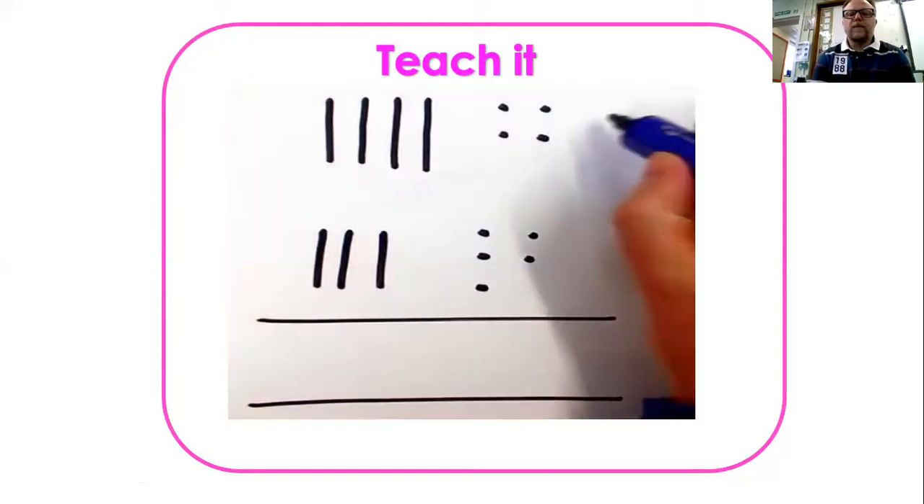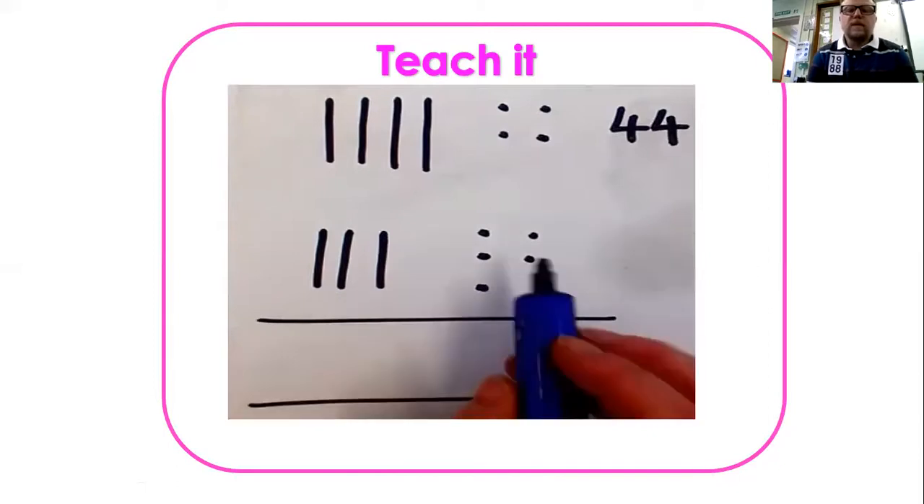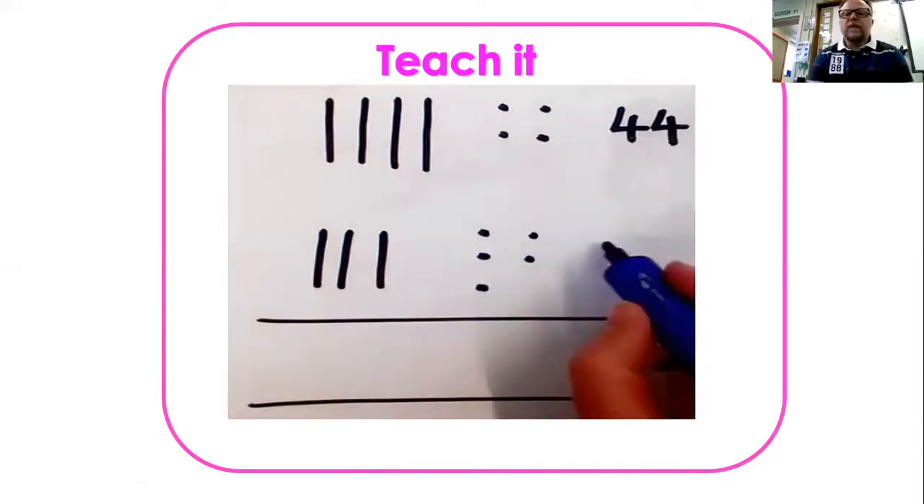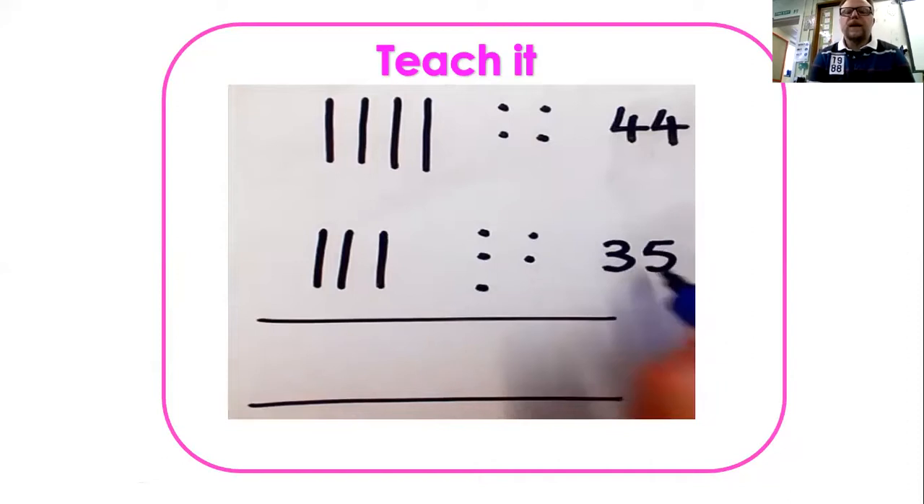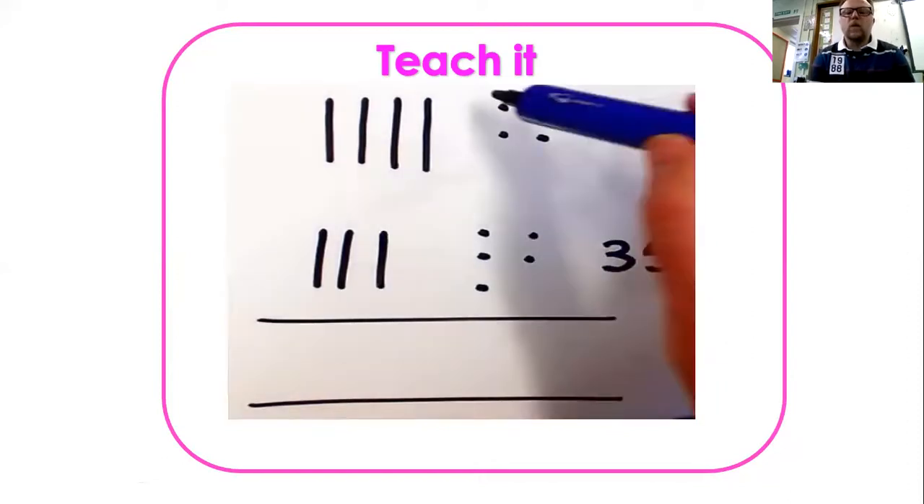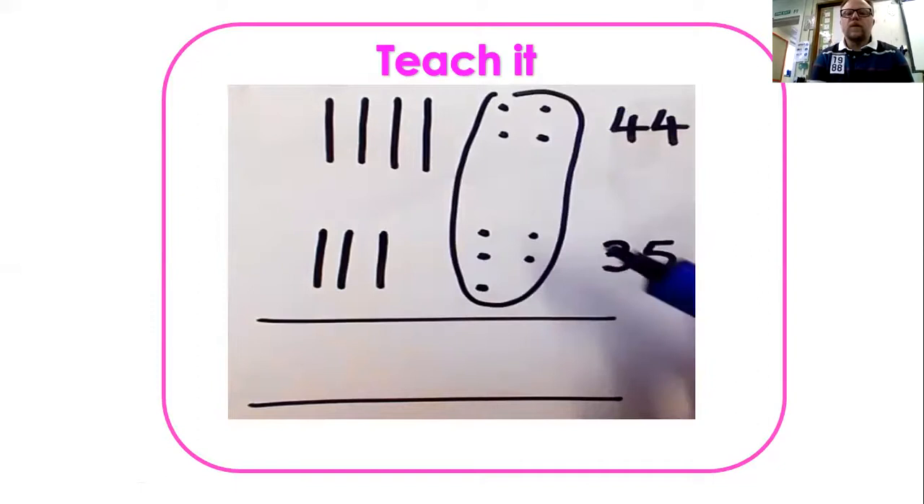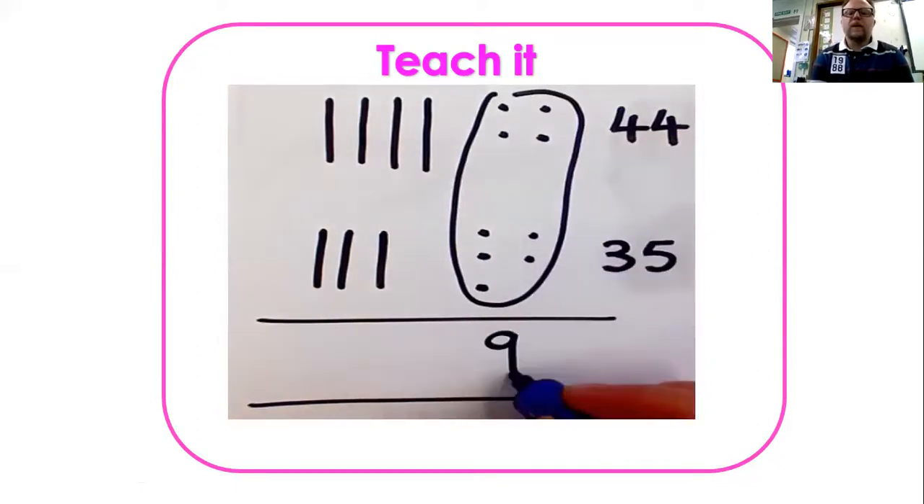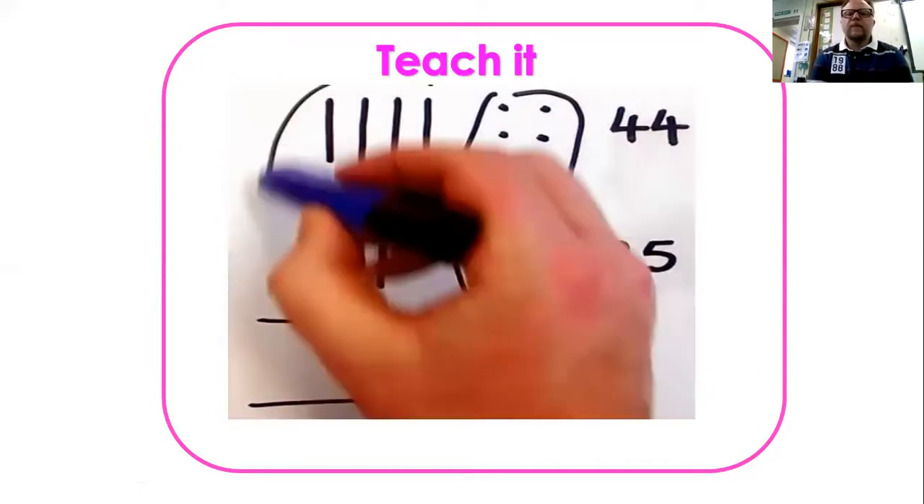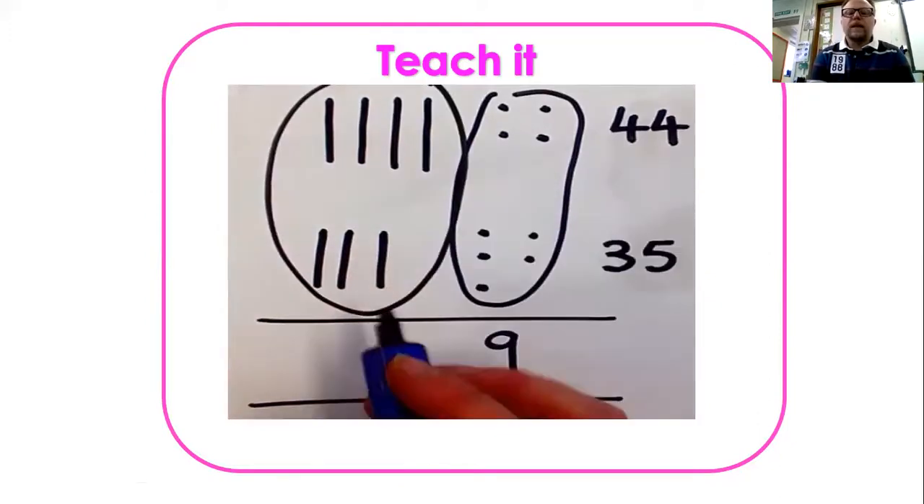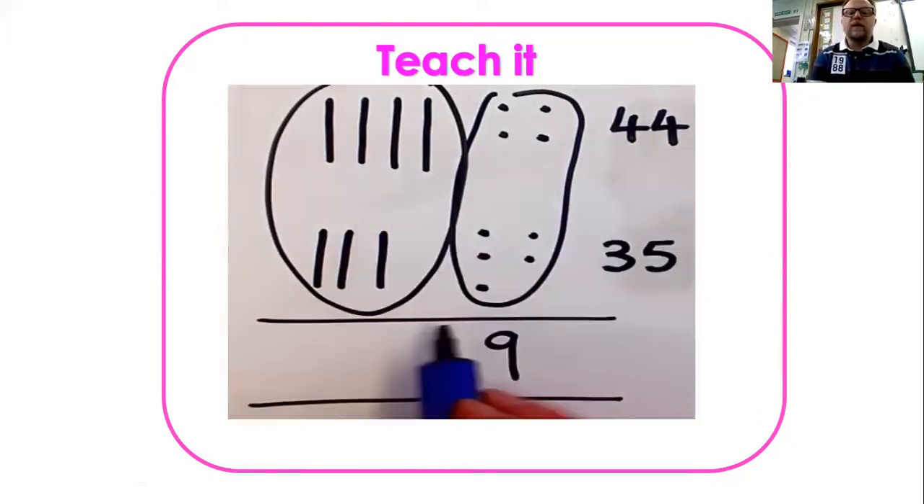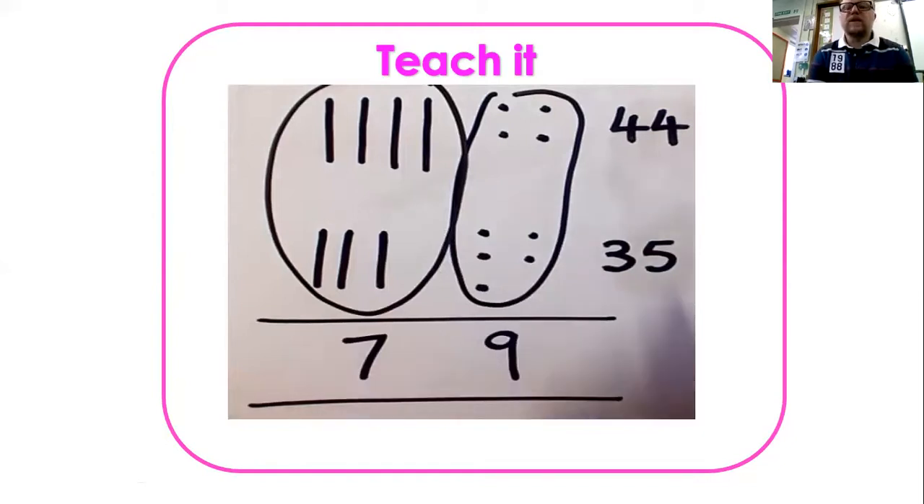What number is that? Correct, 44. I've got 3 10s and 5 1s. What number is that? 35. Now I'm going to start by adding my 1s together. So 5 add 4 makes 9. And then I'm going to add my 10s together. 4 add 3 makes, or 40 add 30 makes 70. But 7's in the right place to be 70 because of the place value. So that's just the same as the equipment, but we're drawing pictures instead.